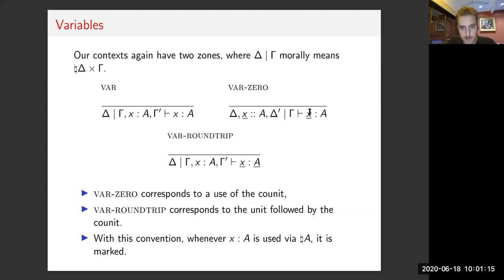Both of these rules have a marking on the variable. We don't want to be able to confuse these two rules, which is why at least one of them needed some kind of annotation. Something which is nice about this convention of having the co-unit explicit and not silent is that whenever we're using an assumption via natural A, it gets a mark on the term. So anytime we see X underlined, it means that the thing we're looking at only varies over the base space of the assumption. It doesn't vary over the spectral information.